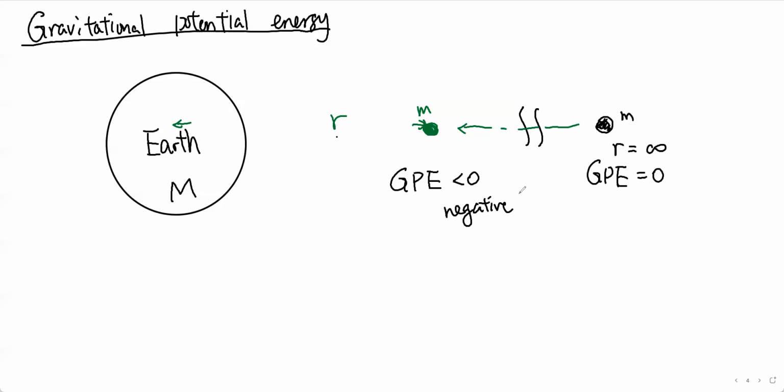Understand? At infinity, the GPE is defined to be 0. And as they get closer to each other due to the gravitational force, that means they are gaining KE. So where does the KE come from? GPE. There's no other energy. So they convert the GPE to KE.